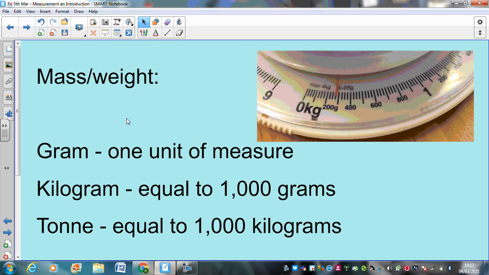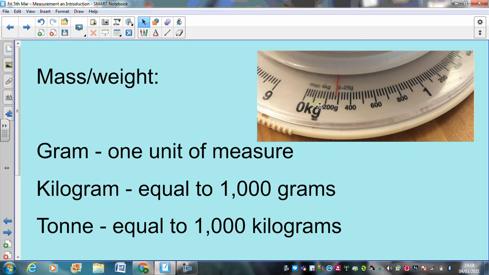Okay, when we look at mass or weight, we have grams. 1 unit of measure is a gram. Okay, a kilogram is equal to 1,000 grams. Now here we have gram. This is my scales here at home, and I've got kilograms here, and this is 200, this is 400, this is 600, this is 800, and there's 1 kilogram.